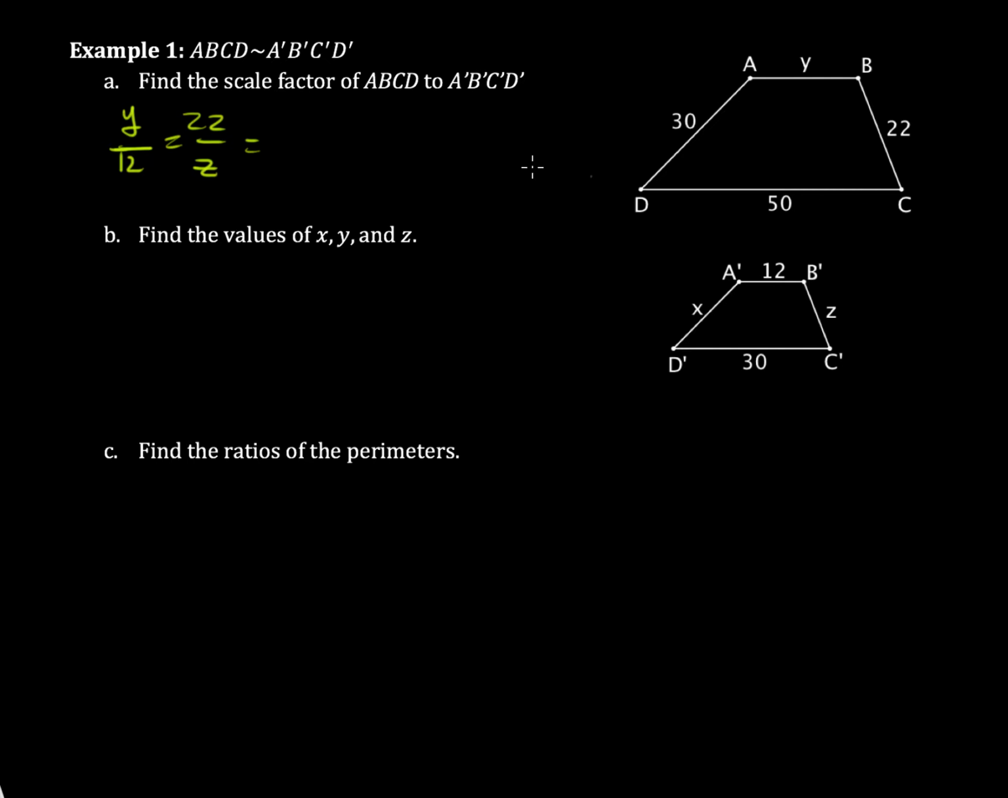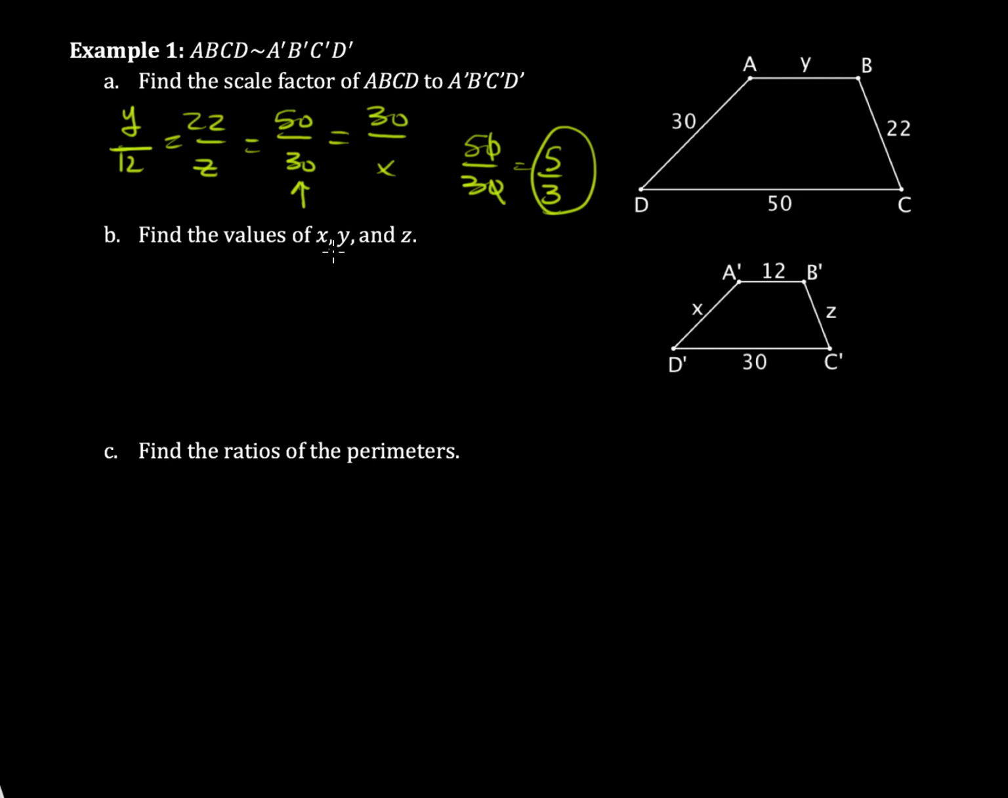Let's go around the shape. DC over D prime C prime. Aha! There's one where I have two numbers. But just to finish this out, let's make the last ratio 30 over x. But this one right here is the one I want to concentrate on to make my ratio, my scale factor. I'm going to take 50 over 30 and divide them both by 10. In other words, I'm just going to knock off a 0. And I got a 5 over 3 scale factor between these two.